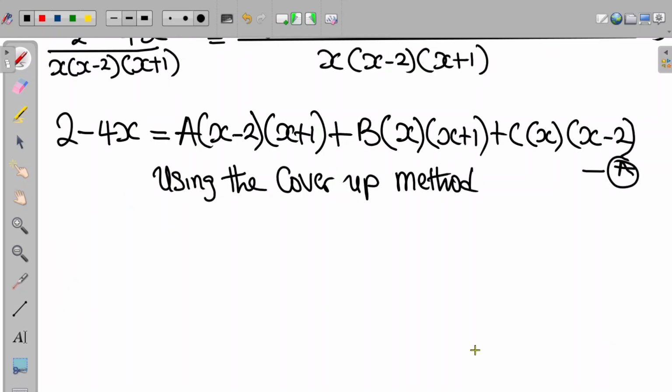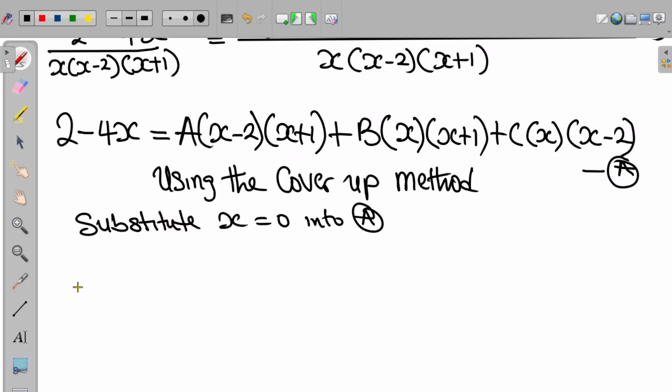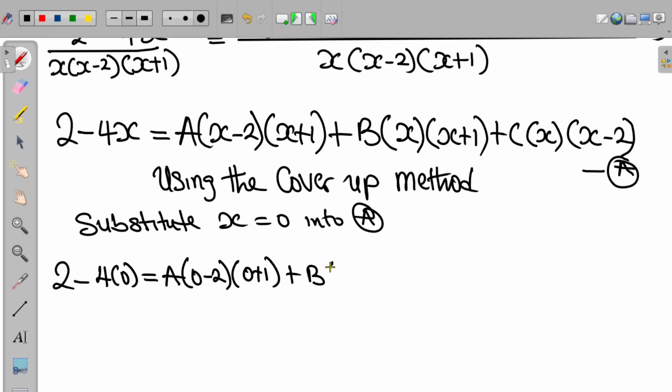In this video, I'll be making use of the cover-up method. The idea when using the cover-up method is that you look for convenient values of x that can be plugged into equation A. We can start by substituting x equal to 0 into equation A. So we have 2 minus 4 multiplied by 0 equal to A, open bracket, 0 minus 2, open bracket, 0 plus 1, plus B, open bracket, 0, open bracket, 0 plus 1, plus C, open bracket, 0, and again open bracket, 0 minus 2.